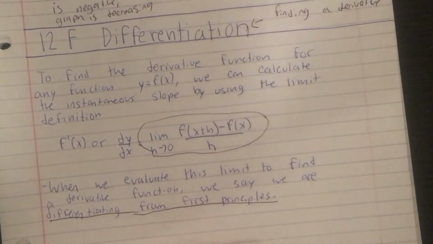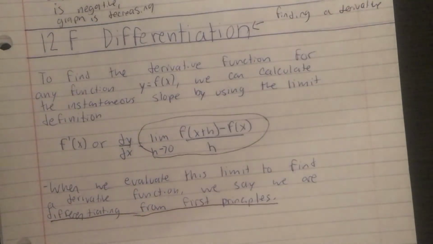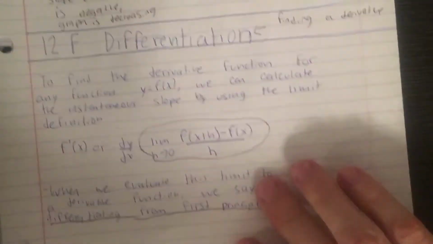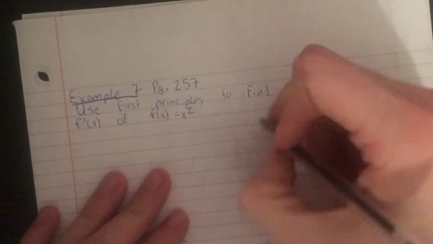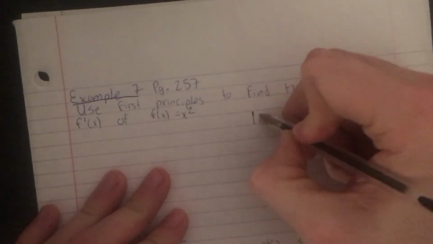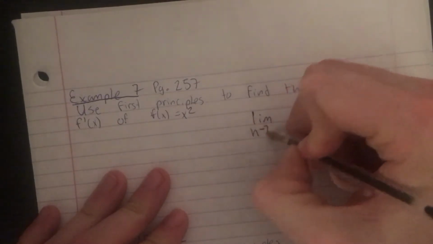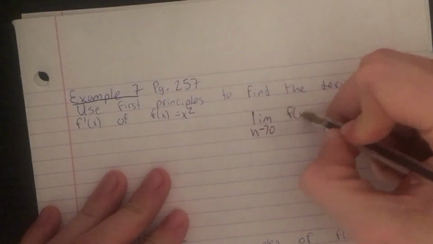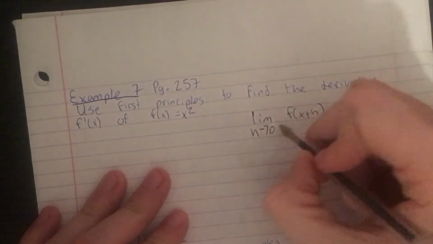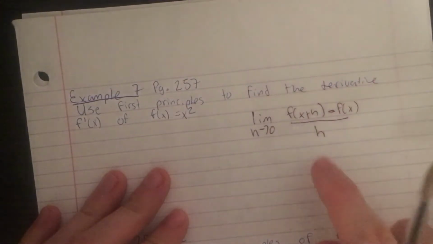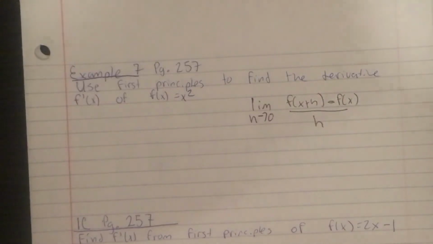So if you hear this word, first principles, you're like, all right, well, that means I have to do this the longer way. So let's look at an example here. I'm going to write down this limit definition here real quick. The limit as h approaches 0. I would recommend writing this down as well. It's very easy to forget. So let's look at this limit definition together.